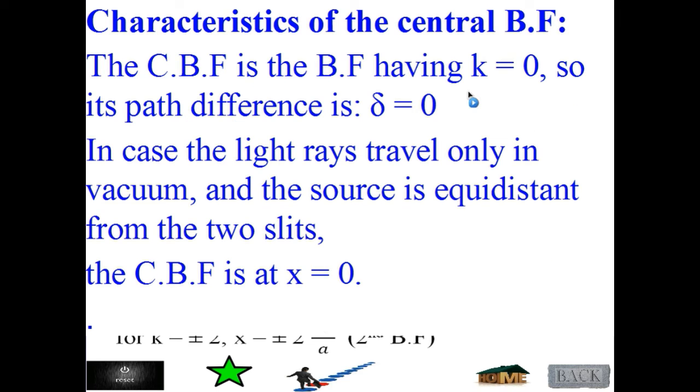Characteristics of the central bright fringe. Always, the central bright fringe is the bright fringe having k equals 0. So its path difference is equal to 0 always, in all cases. Now in case light rays travel only in vacuum and the source is equidistant from the two slits, as we discussed, the central bright fringe is at x equals 0. But this one is not always true. We will discuss it in our third video.